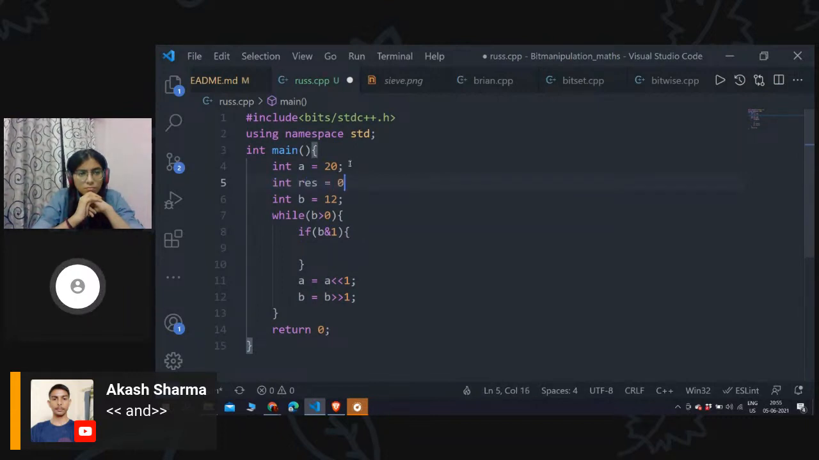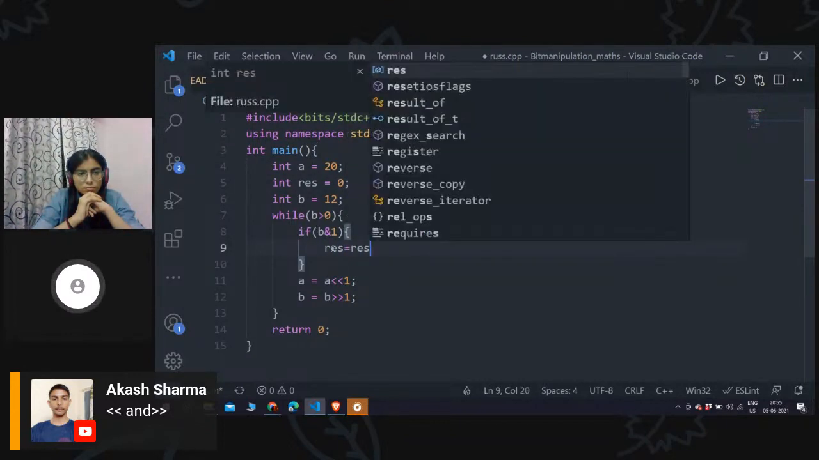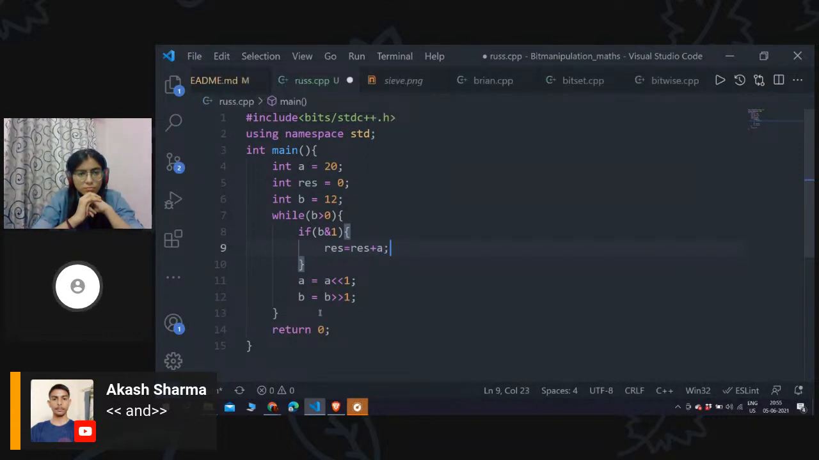Int result is equal to 0 since I want my answer to be result. So what you do is, in that case, you just write res is equal to res plus A. You just add an instance of A. अगर B कभी भी odd हुआ, ठीक है? This is just your simple Russian peasant algorithm and nothing more. You just should know this idea कि bitwise operators का काम कैसे use हो सकता है. Okay?